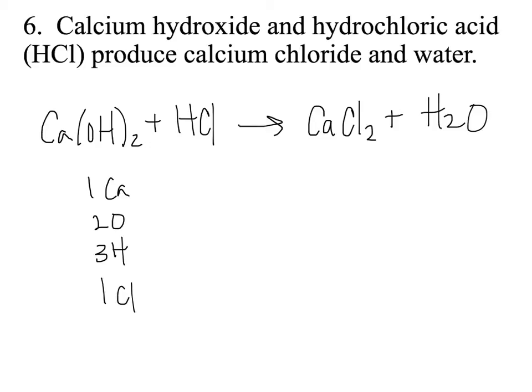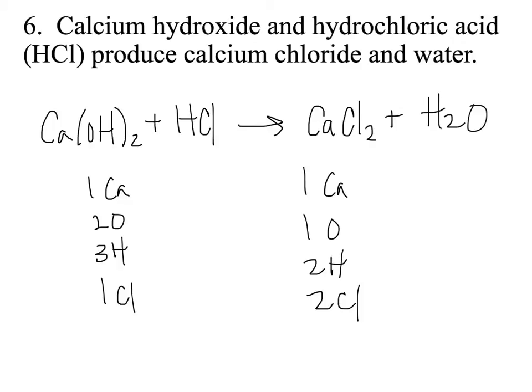On the product side, it looks like we also have 1 calcium. Oxygen is only 1. Hydrogen, I have a total of 2. And then it looks like I also have 2 chlorines. Calcium looks fine. Oxygen doesn't. I have 2 and I have 1.